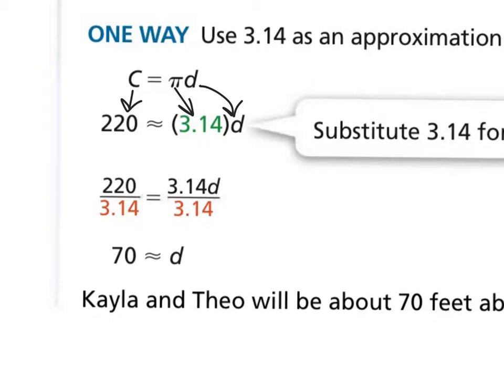So if we're trying to figure out what d is, we can see it's 3.14d. So we can see those are next to each other, means they are multiplying, so we need to divide. Good. So we divide 220 by 3.14. So it's about 70. So they're saying they would be about 70 feet above the ground.